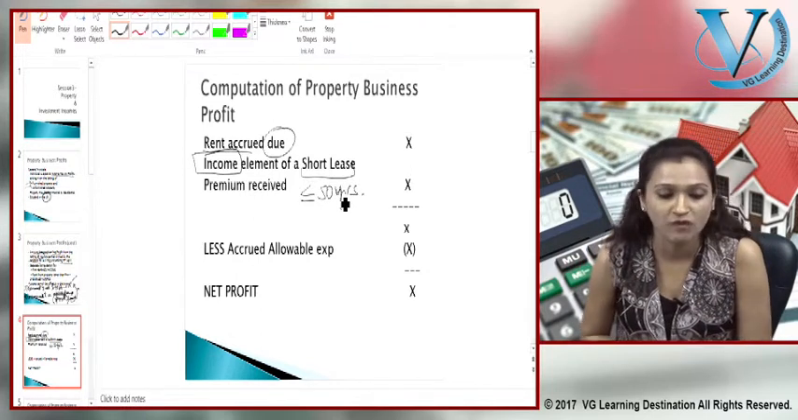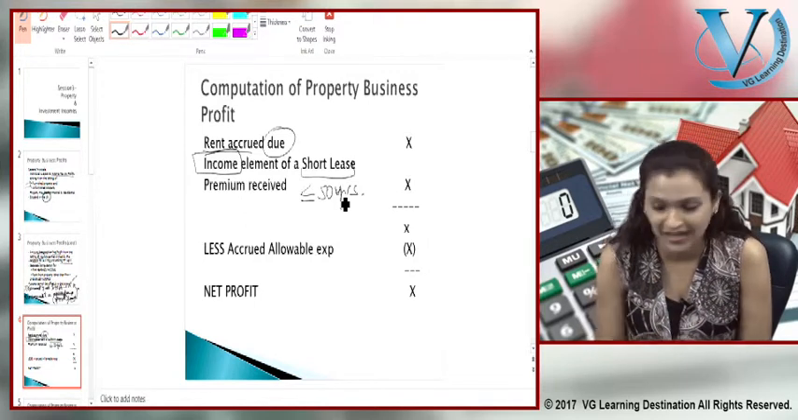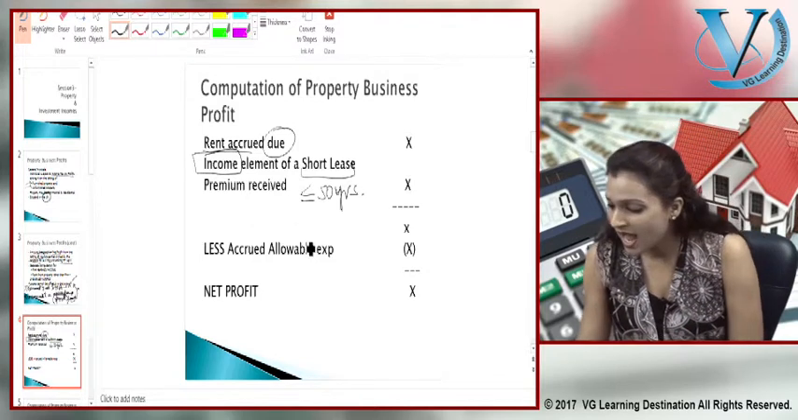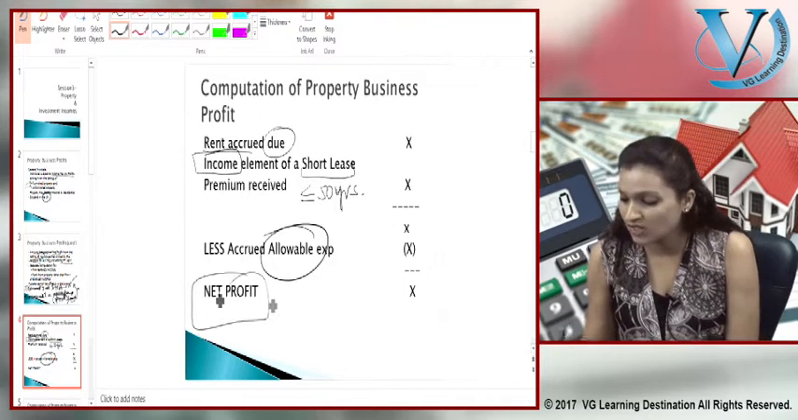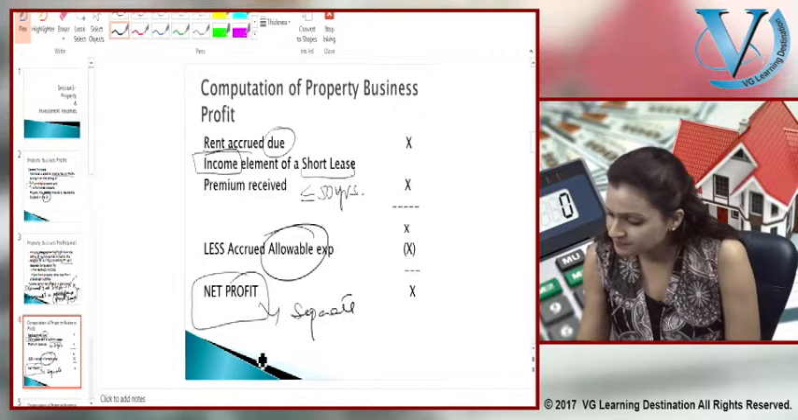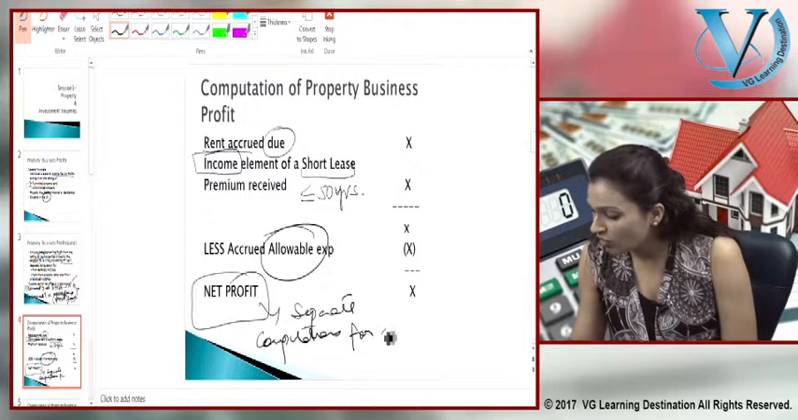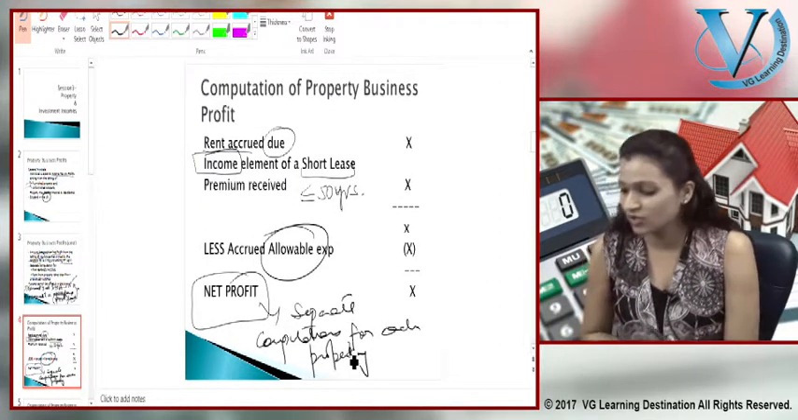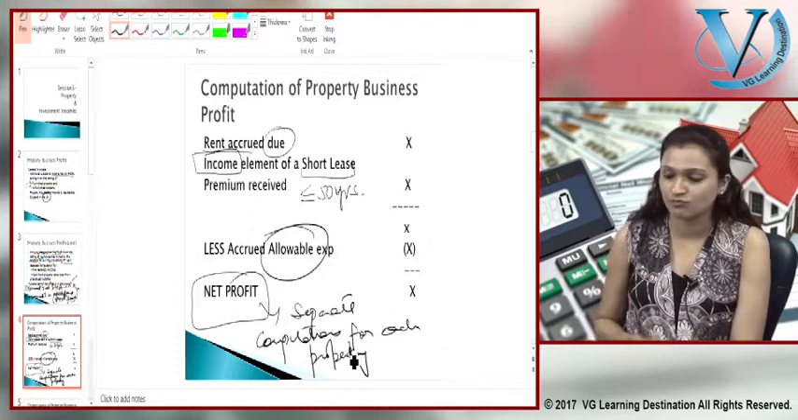So the income element of a short lease premium is what your computation is going to be added with. Obviously, you need to reduce what? You reduce your accrued allowable expenses in order to arrive at the net profit. Now, a separate computation is going to be calculated for each property. So this is how you calculate your property business profits.